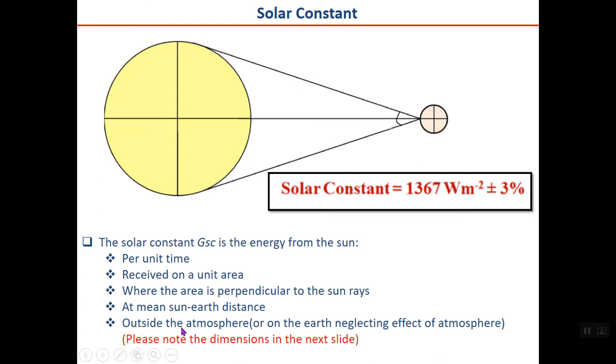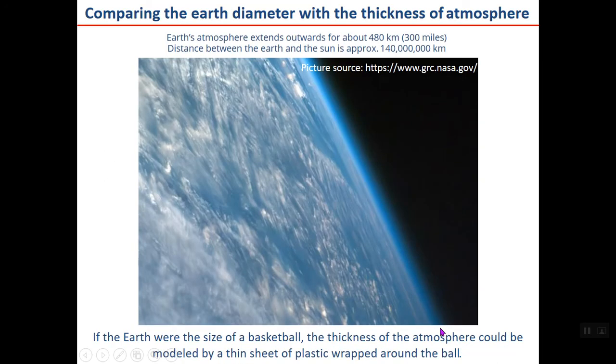149 million kilometers. And the important point is that this is outside the atmosphere, or on the Earth, neglecting the effect of the atmosphere. What's the meaning? See this picture, which is a very interesting picture. Actually, the Earth's atmosphere extends outward for about 500 kilometers, while the distance between the Earth and the Sun is 149 million kilometers, or 150 million kilometers if we want to round it.